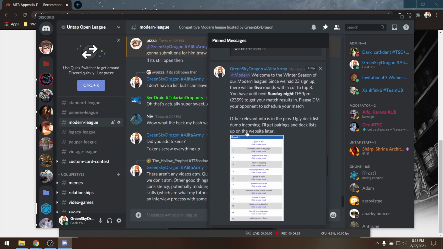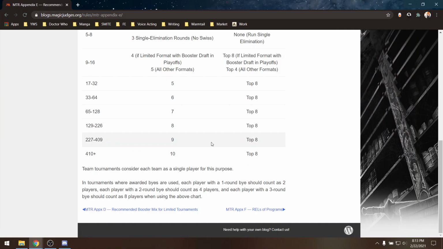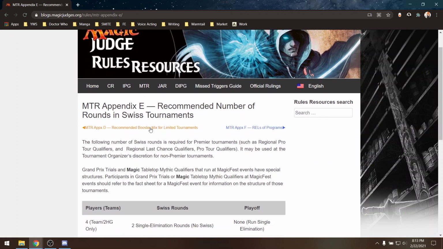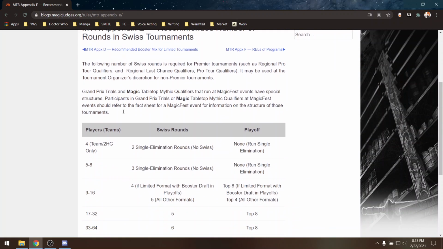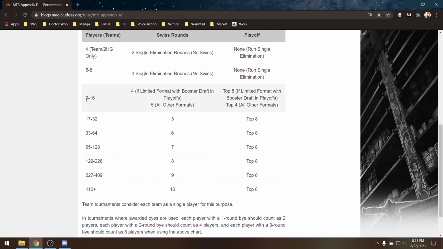Now, how do you know how many rounds you have and whether you're going to be cutting to a top 4 or a top 8? Well, over here on the lovely MTR website in Appendix E, you can find this just by Googling, or you can see the lovely URL all the way up at the top, are the recommended numbers of rounds for Swiss tournaments, which is the format that we run. So you'll see over here, you have 9 to 16 players is 5 rounds, 17 to 32 is 5, and above 32 is 6.